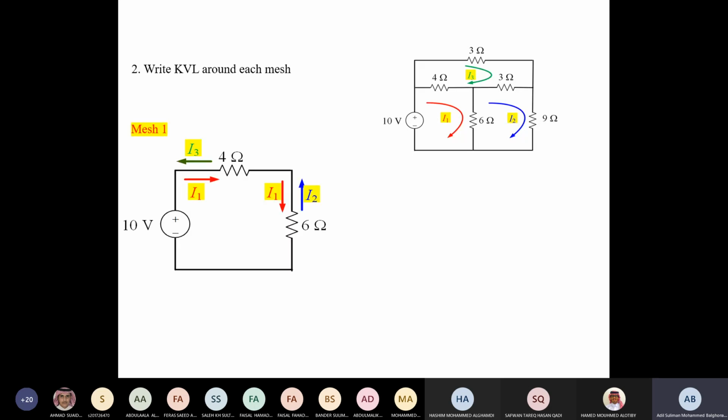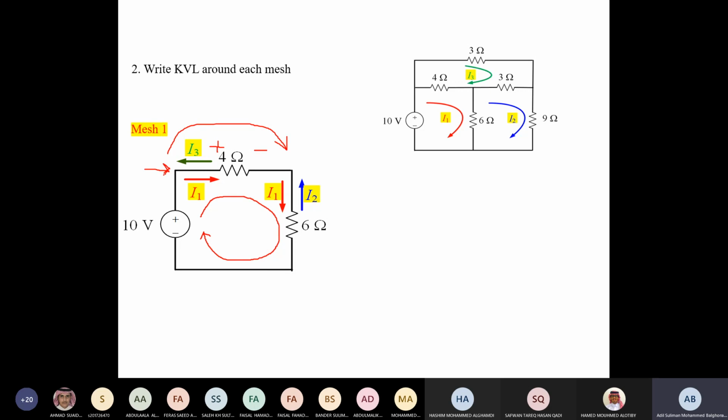So we take mesh 1 over here. Since the current is circulating clockwise like this, you flow with the current. How the current moves, you flow with it. Okay. So here in the 10 volt, it's a voltage rise. But in the 4 ohm, you are coming in this direction, left to right, like this. So I want the current going like this, and I want the voltage like this, so that I don't have to put a negative sign.